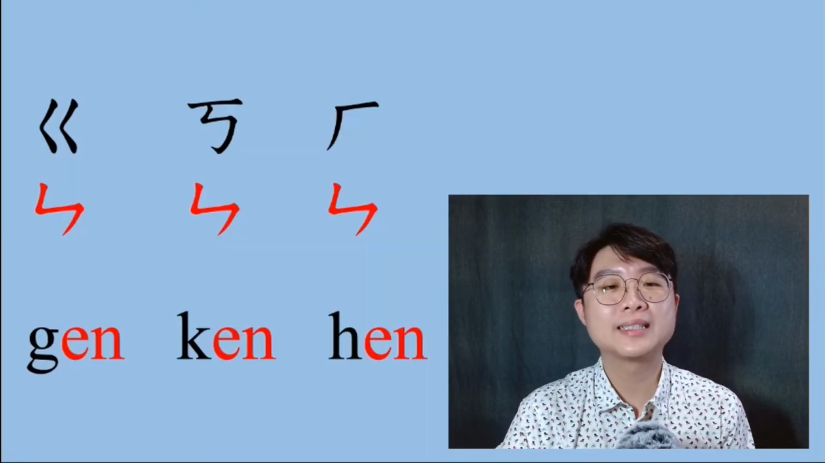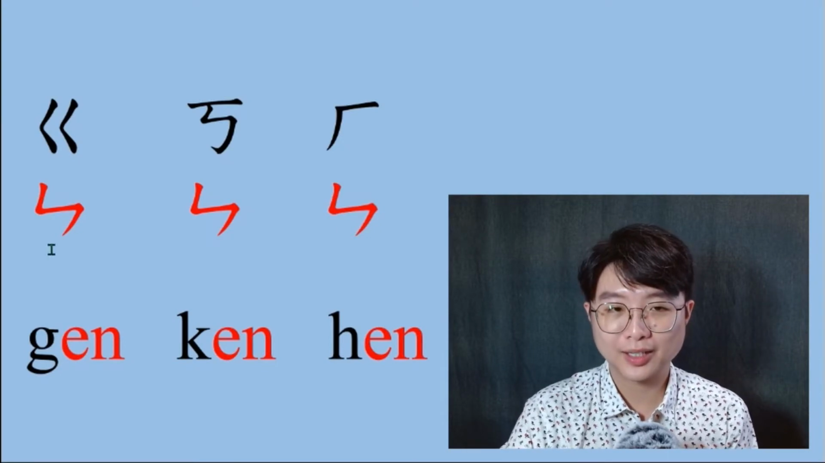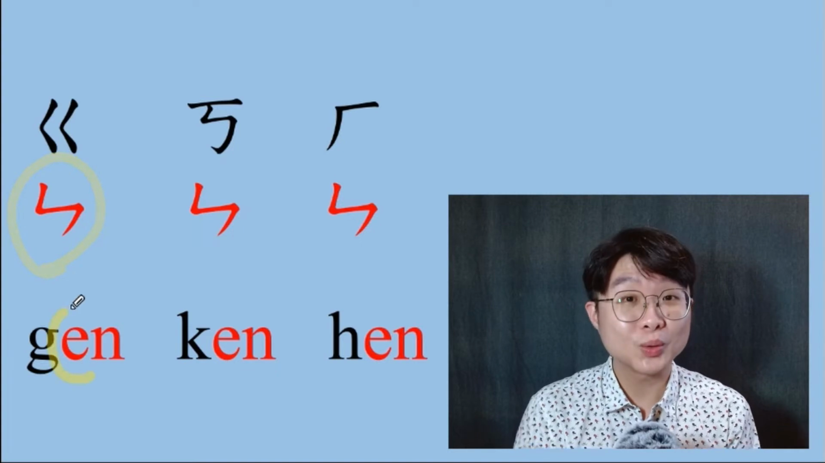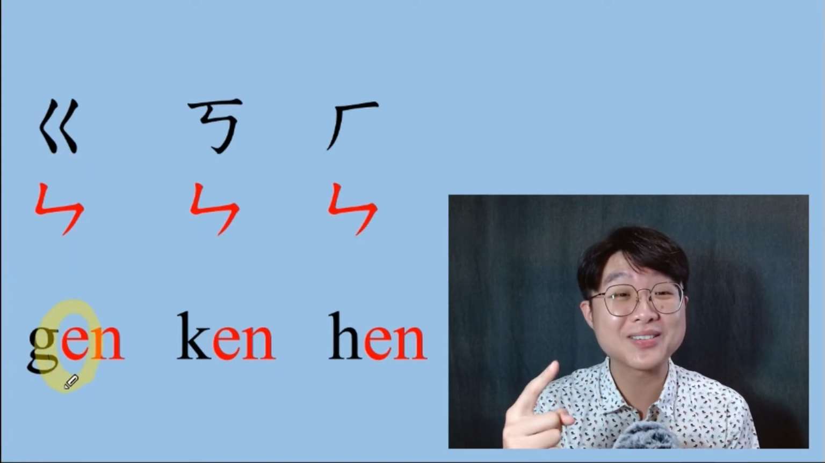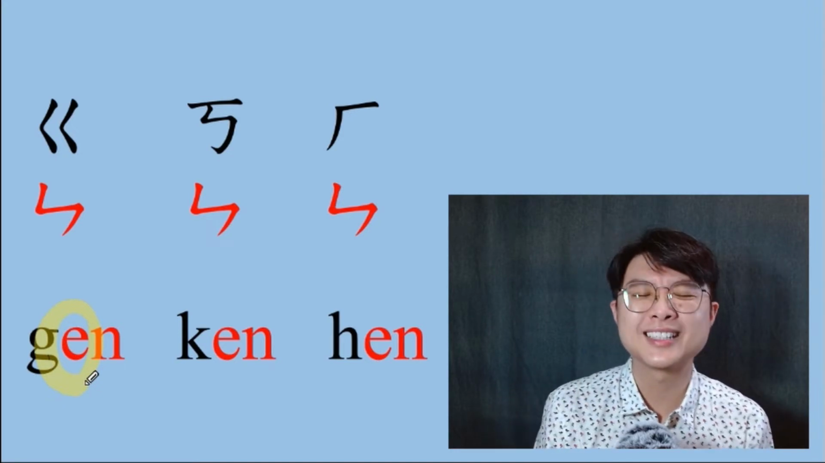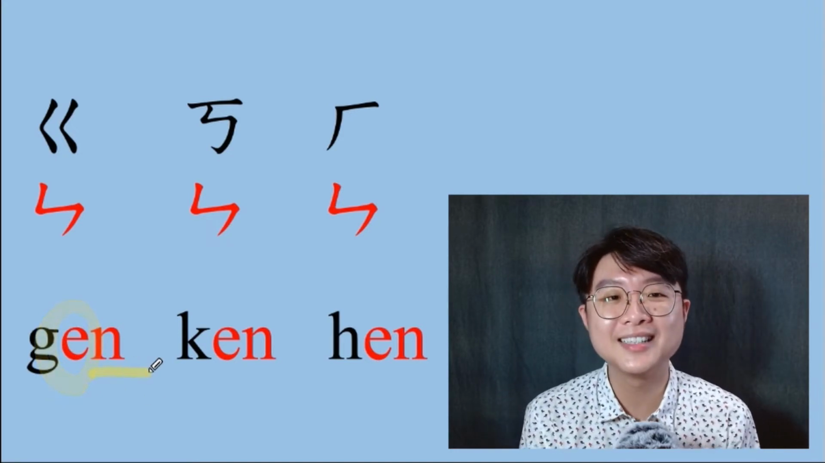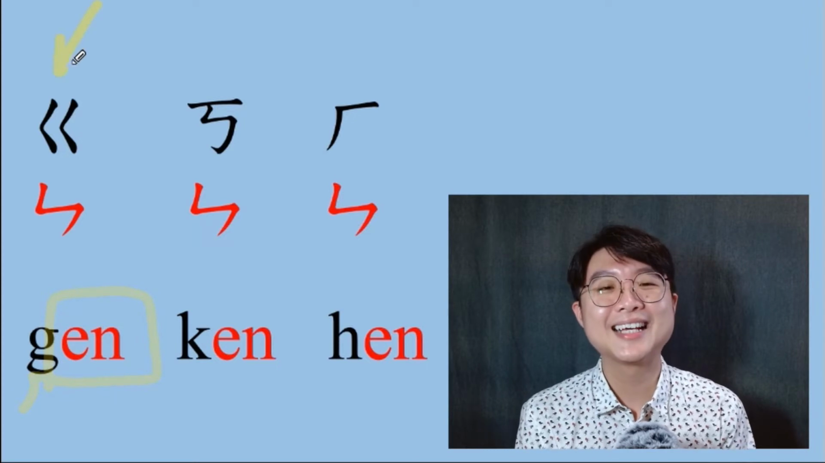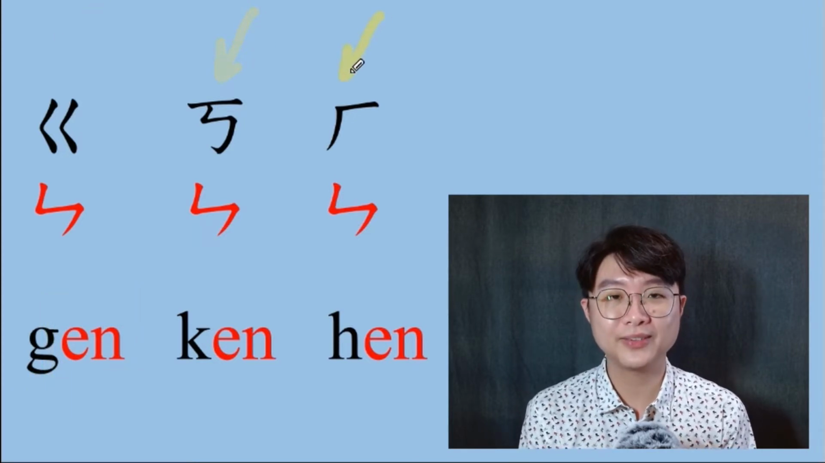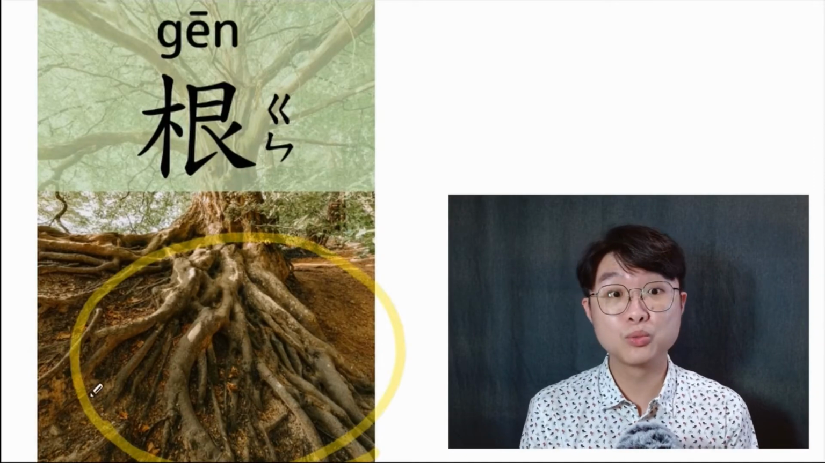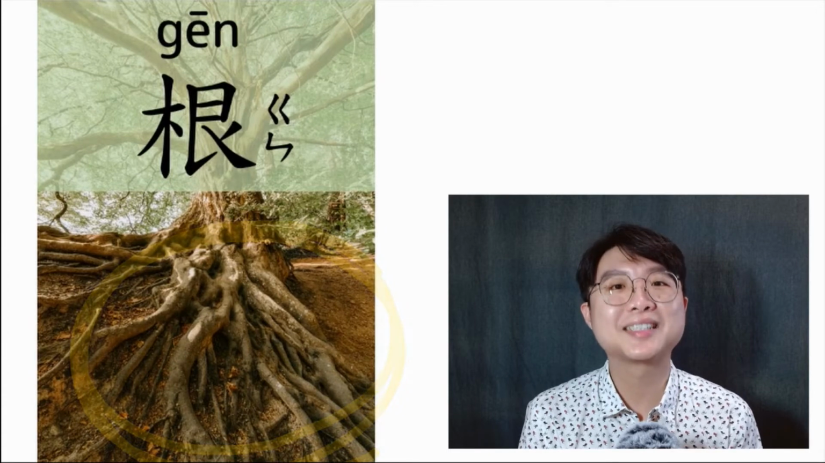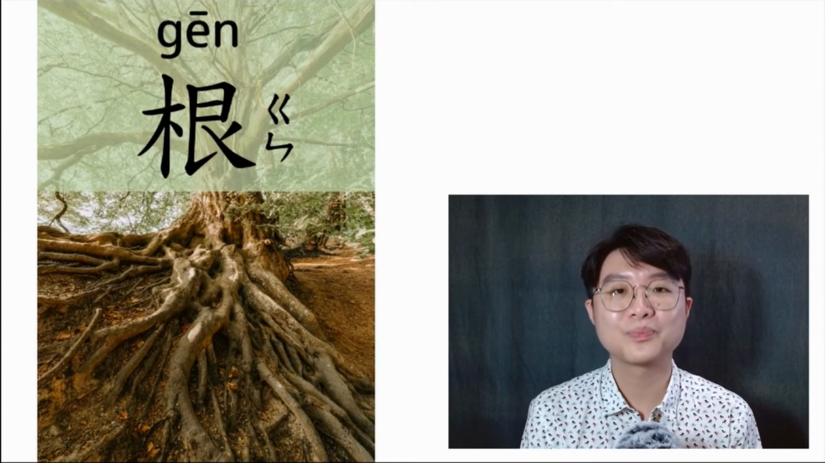And when these three g, k, h go with en, yes, there's only one vowel there, so it's pronounced e. So when e and n together, it's en. Follow me. 根 ken, hen. For example, do you see those roots of a big tree? Yes, we say 根 for roots.